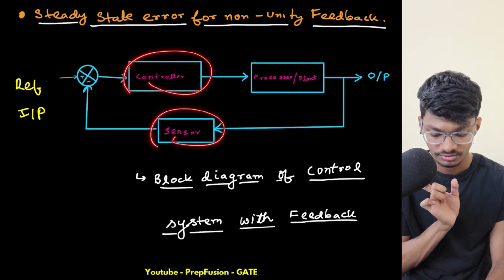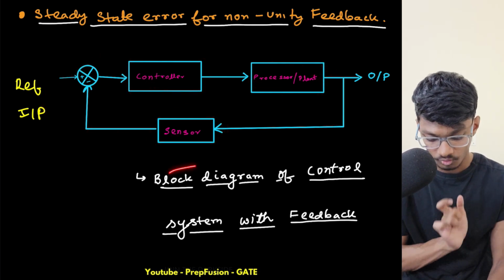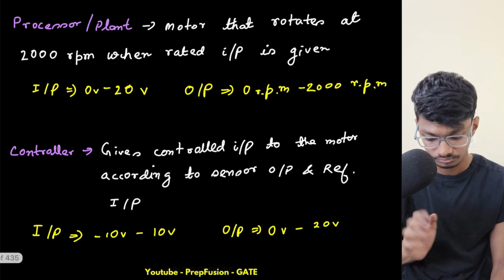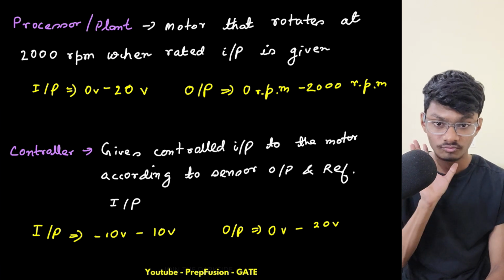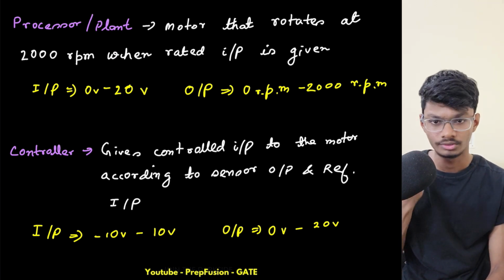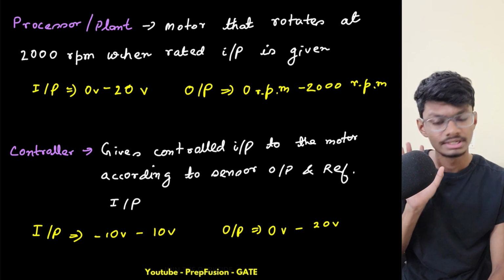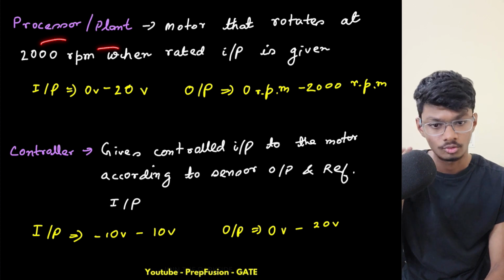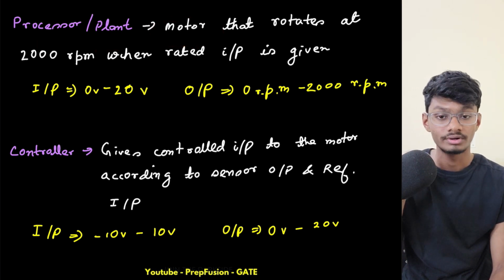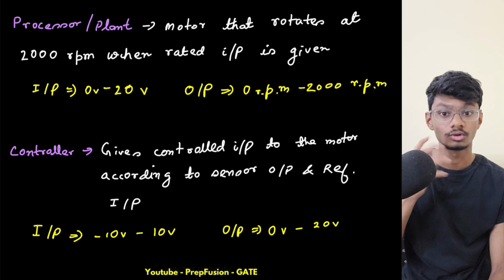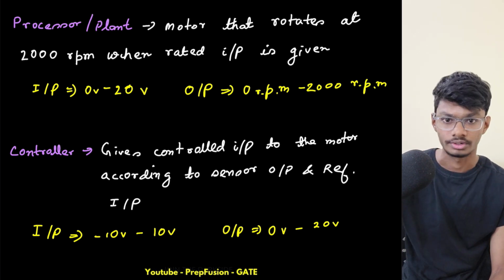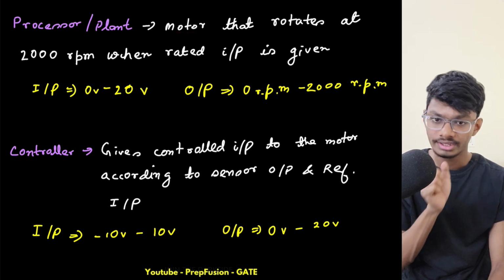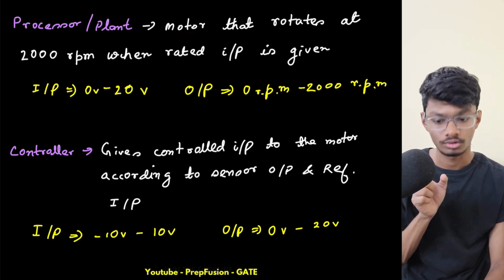I will explain each of these blocks in the next slide. This is basically a block diagram of a control system with feedback. I have just taken one example here; you can take different examples also. Here I'm taking my processor or plant as a motor. What does a motor give as output? It gives rotation, like a fan rotating. Everything that rotates has a motor inside. So I'm taking my processor or plant as a motor.